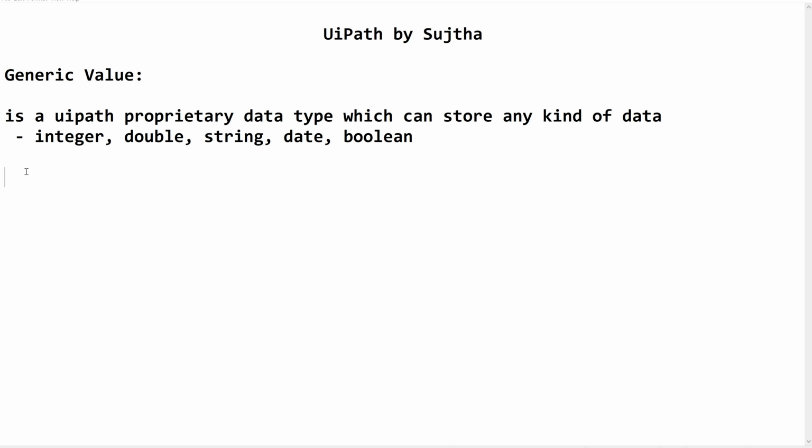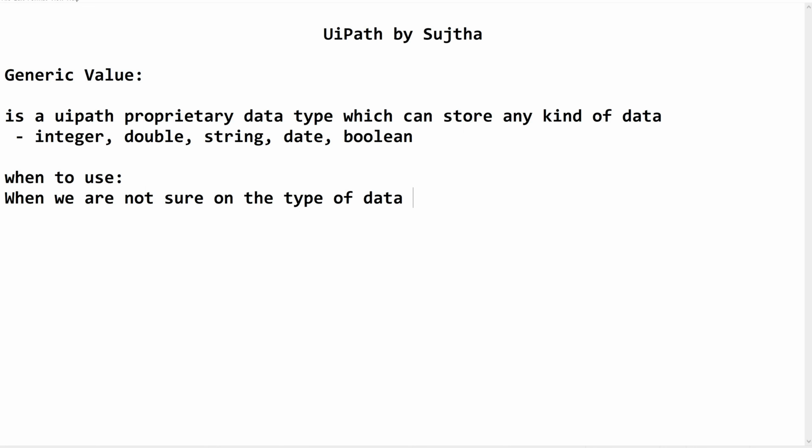So when to use it? When we are not sure of the type of data the variable contains. Can we use this many times? No, only on a temporary basis.